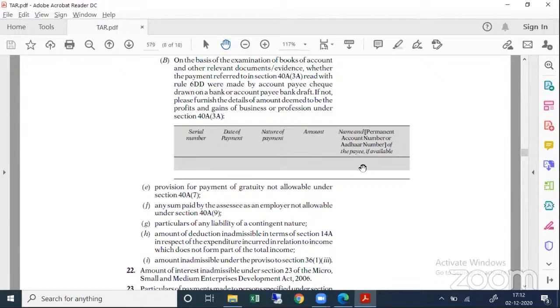Moving on to clause number G, particulars of liability of a contingent nature. This has to be provided by the client.